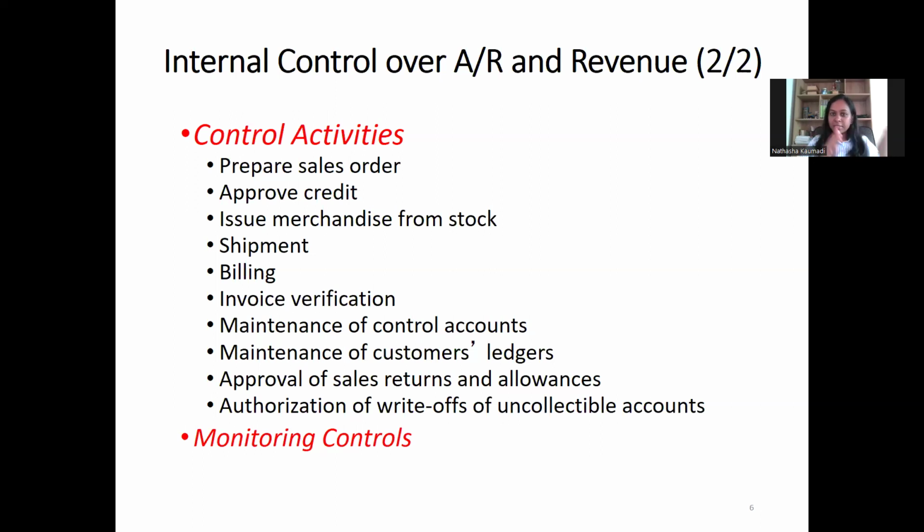Above 1 million, this person has to sign. Above 5 million, these two people have to sign. Likewise, different authorization levels, approval levels. So those are the controls, right? Control activities. You have to see in different situations like this, different tasks, whether they have put controls, whether they have control activities. So preparing sales orders, approving credit.